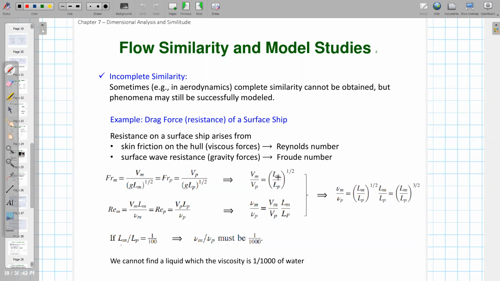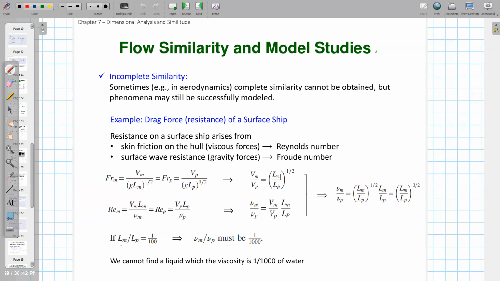So if you want to achieve this, usually we will make our model size L, this L is the size, right? We usually want to shrink the ship in our lab. So we make this model size L much smaller than the prototype size. And if you want to achieve this Froude number of these two being the same, you just need to adjust the velocity, because g is constant, they cancel out. So you need to adjust the velocity with this relationship.